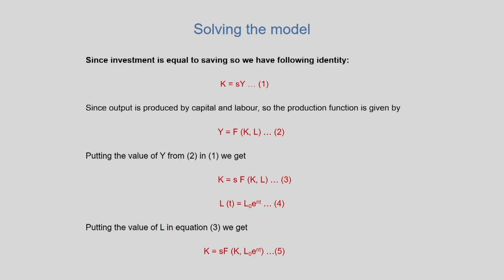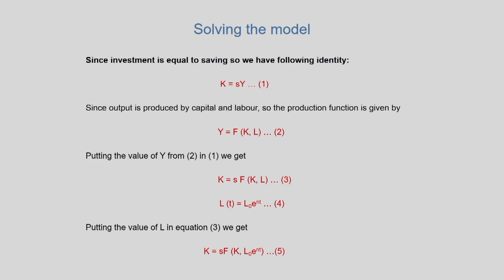So to be able to do that, let us first bring all the equations on one slide. The first equation, K dot is equal to sY. We have removed depreciation from this equation. However, depreciation can very well be a part of this. This has been done just to keep this derivation simple here in this lecture. The second is a production function where output is a function of capital and labor.